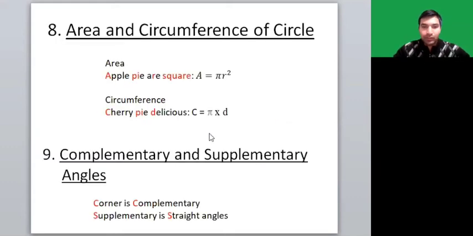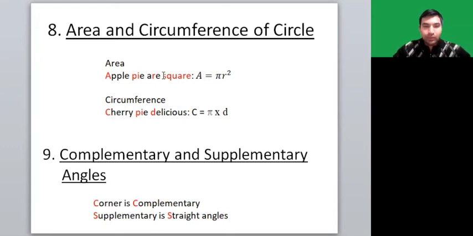Okay. Next thing, area and circumference of a circle. Usually children confuse area and circumference. The area of a circle is apple pi r square. So A equals pi r square. Then circumference: cherry pie delicious. So C equals pi into D is the circumference. Cherry pie delicious. Area, apple pi r square.